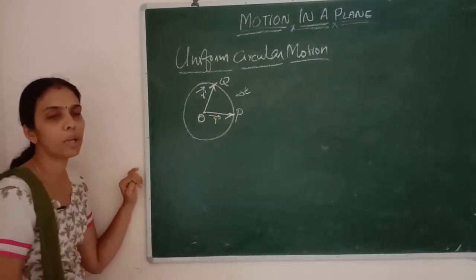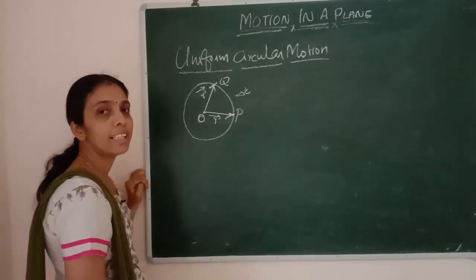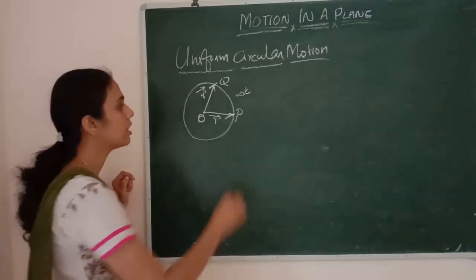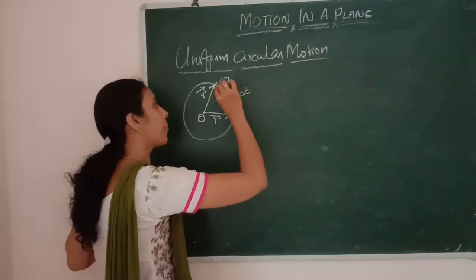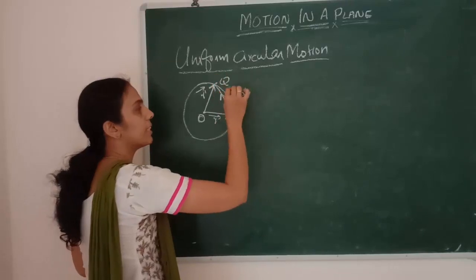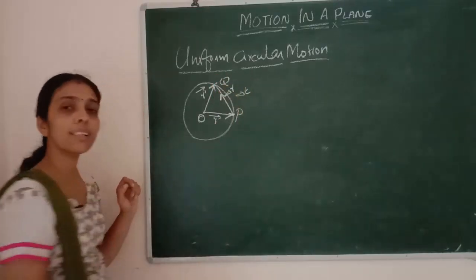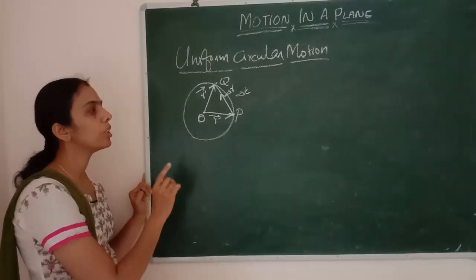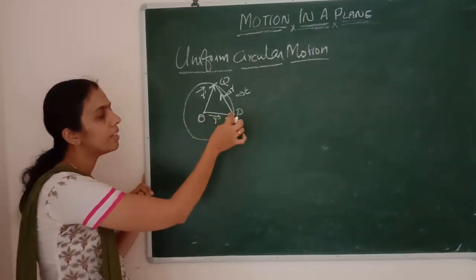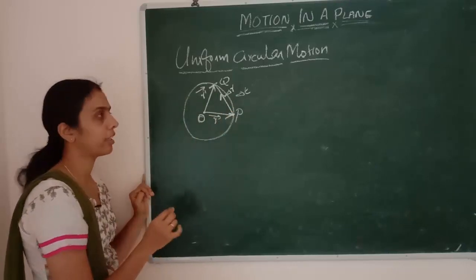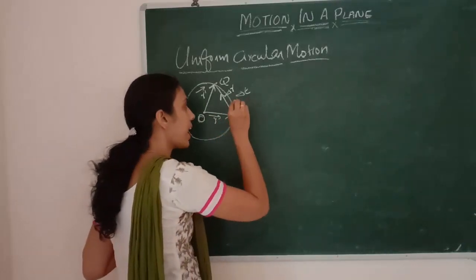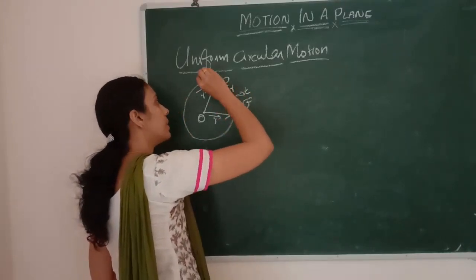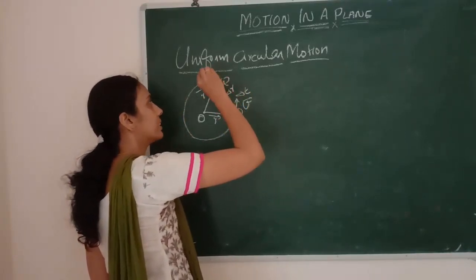Okay, how will I represent the displacement vector? The displacement vector should be from the initial to the final position, so from P to Q, this will be the displacement vector. Representation is delta R. Clear? Okay, now we are going to draw the velocity vector for each point. For point P, it will be acting like this, V. And for point Q, it will be acting like this, it is V dash.